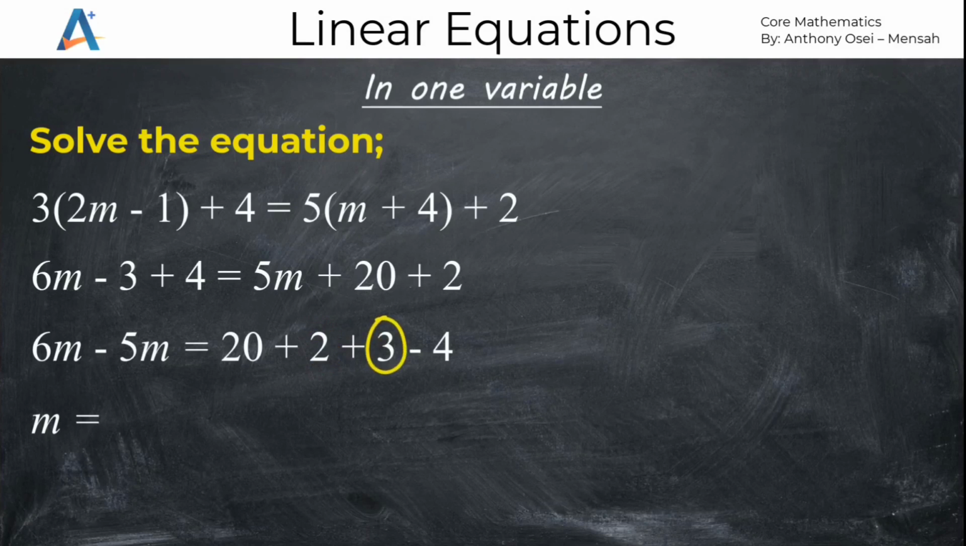Plus 3 will give us 25. Now minus 4 will give us 21. So we get 21. Since the coefficient of m is 1 and m stands alone, the value of m is 21. It means that at the end of the day, we solve for m. So therefore, m is 21. So the value of m in this equation is 21.